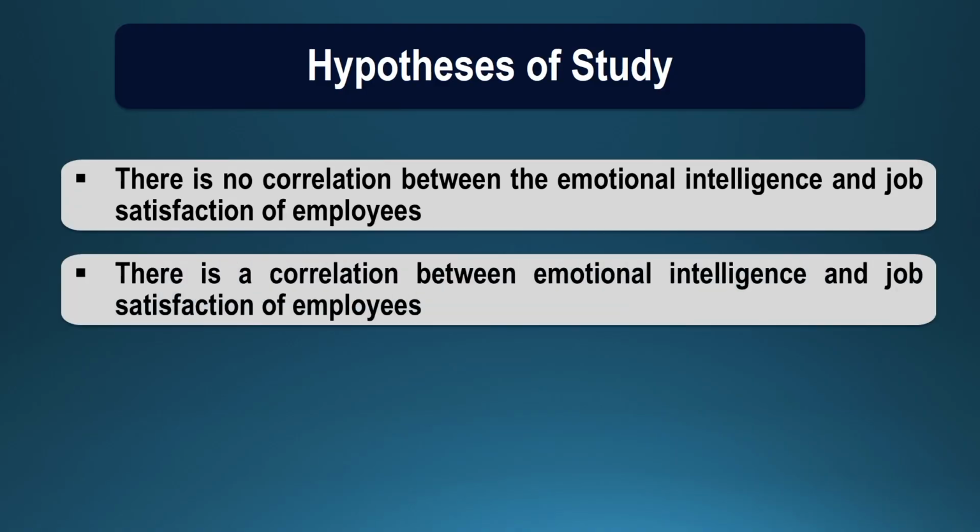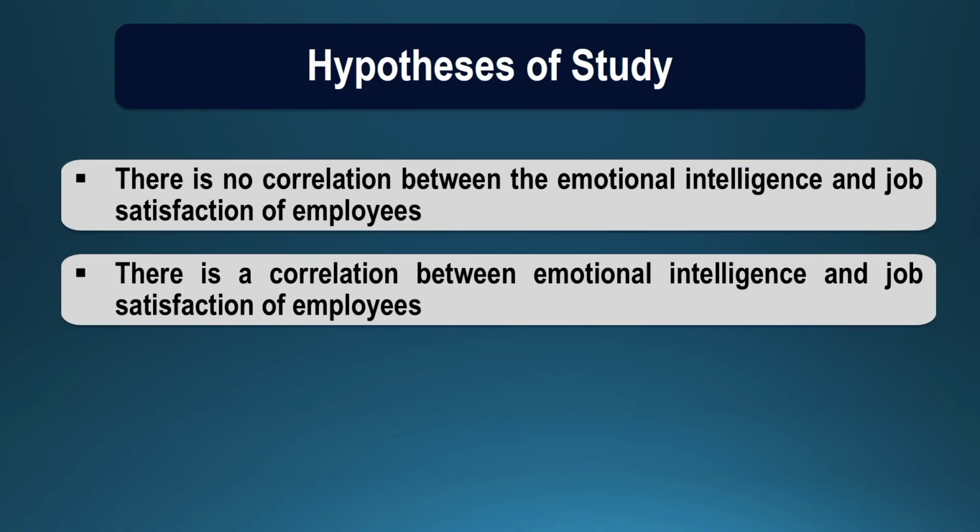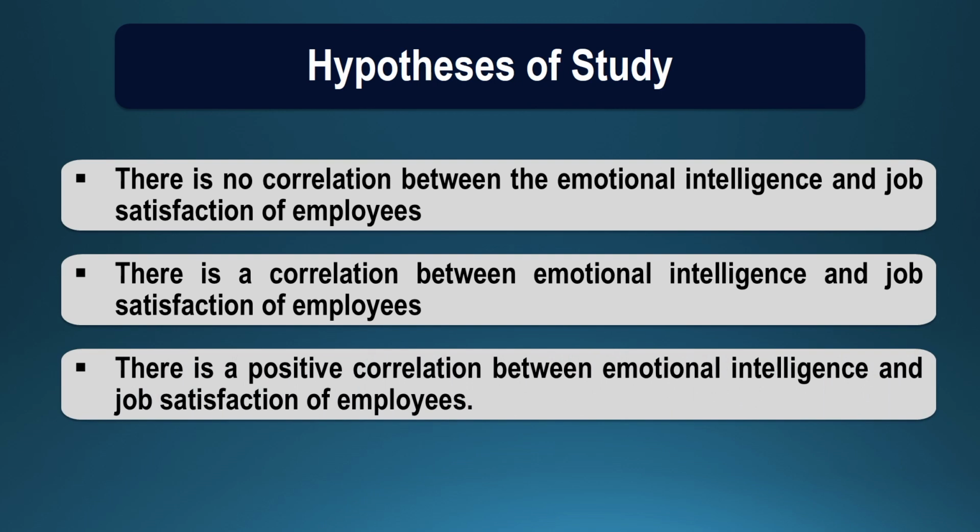The non-directional hypothesis would state there is a correlation between emotional intelligence and job satisfaction of employees, but the direction of relationship is not indicated. The directional hypothesis, on the other hand, says there is a positive correlation between emotional intelligence and job satisfaction of employees. So it states the direction of the hypothesis.